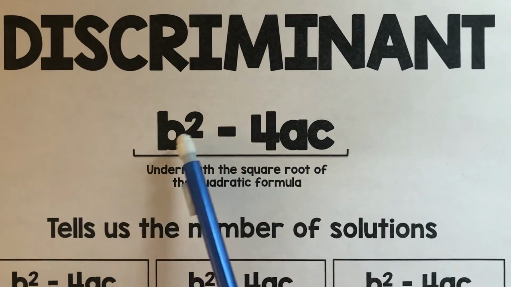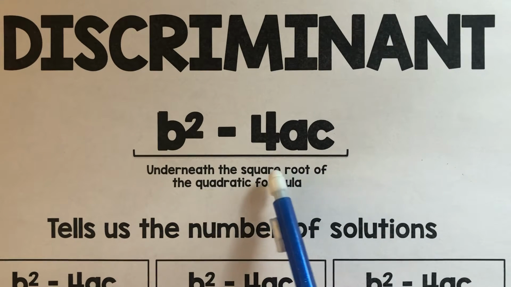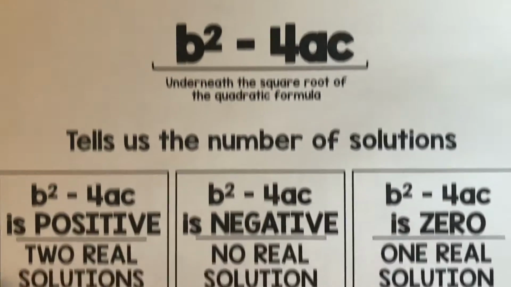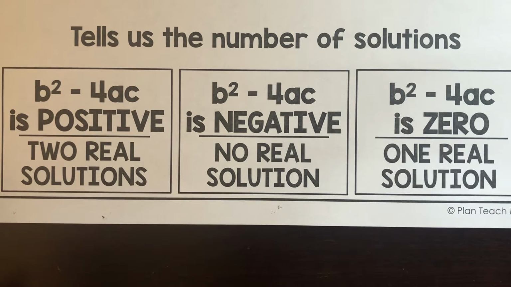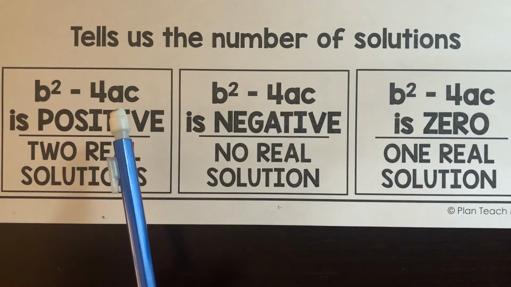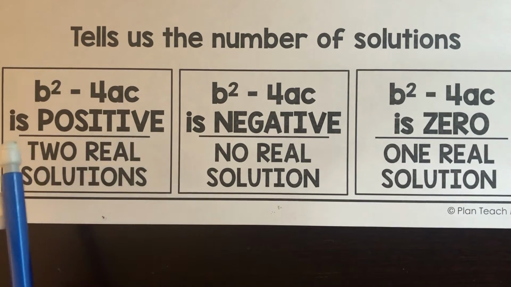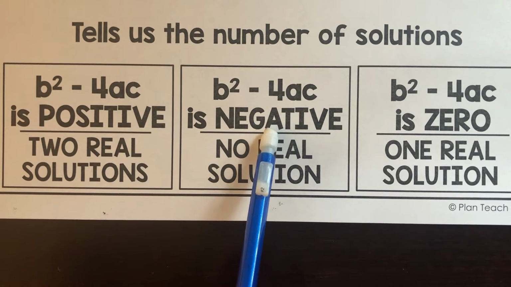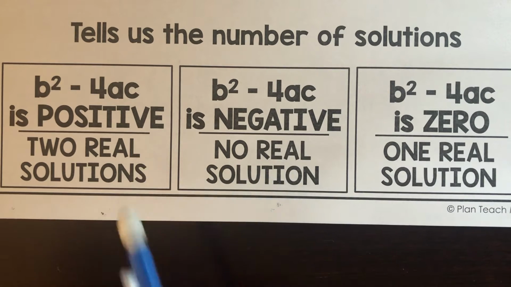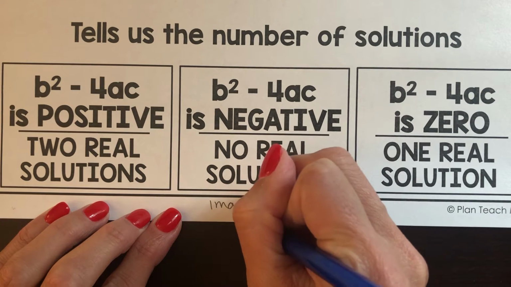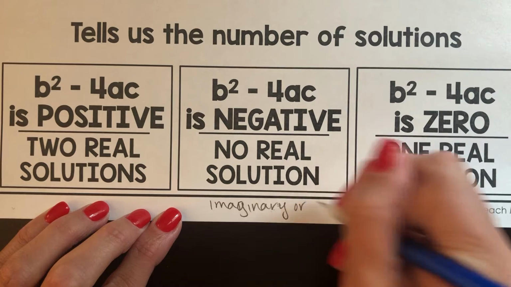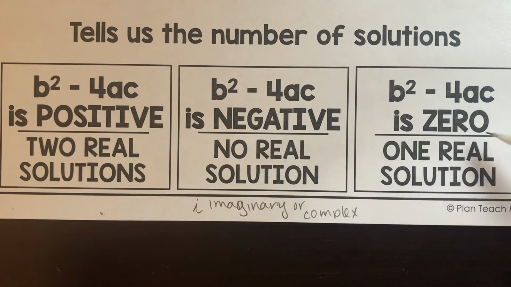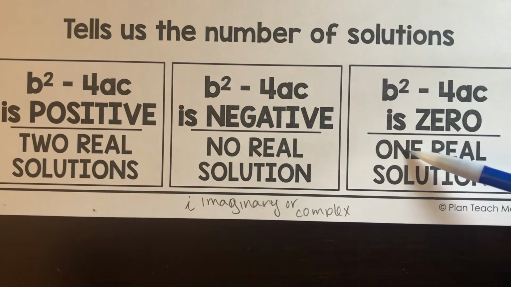So the discriminant is the b squared minus 4ac. That is what is inside the square root of the quadratic formula. So we're just looking at that little part of the quadratic formula, and that's going to tell us how many answers we're going to get for x. So we'll solve just b squared minus 4ac, and if we simplify and our answer is positive, then we're going to have two real solutions. If we get a negative answer when we simplify, then we're going to have no real solutions. So in other words, our answer will be imaginary or complex. So it has that i term in it. And if you simplify and your answer is 0, then that's just one real solution.